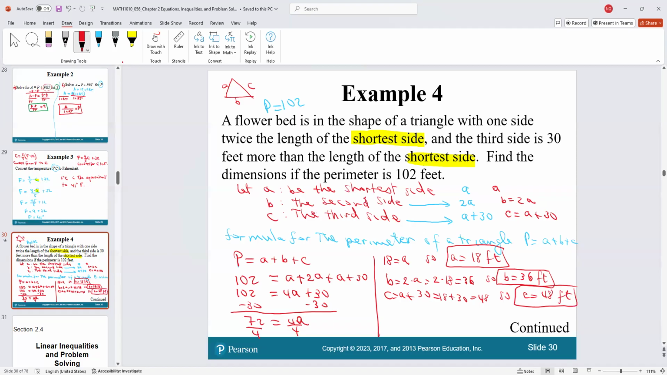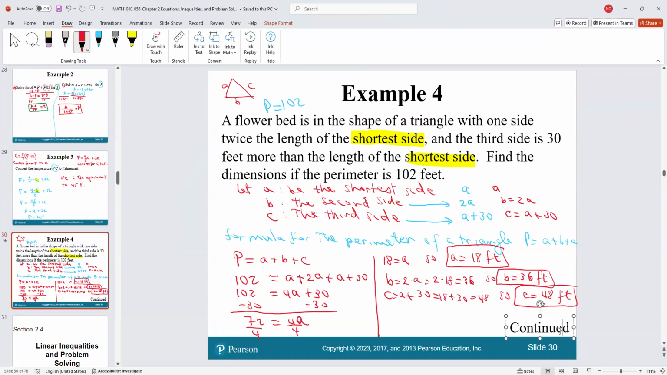Then the second side is 2 times the shortest side. I mean, 2 times 18 is 36 feet. And the third side is 30 more than the shorter side. I mean, 18 plus 30 is 48 feet. So this gives the perimeter 102 if you add them up all together.